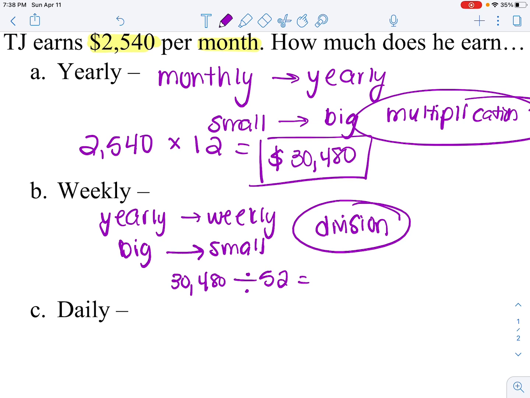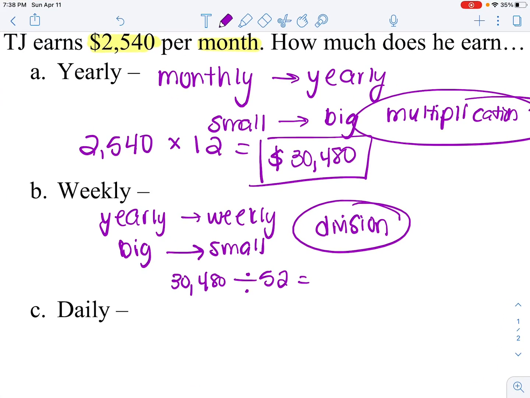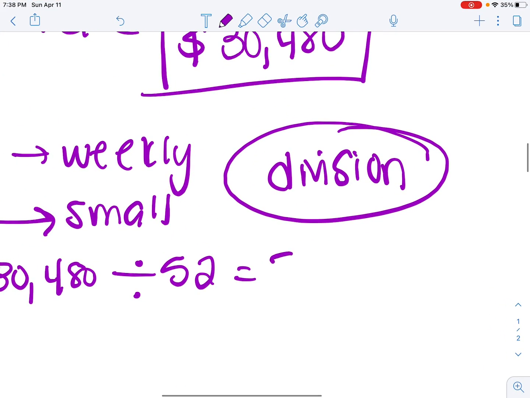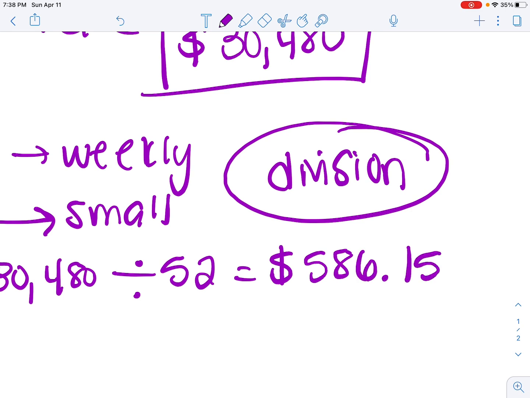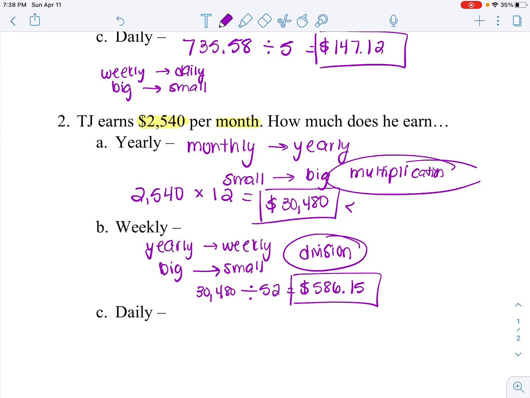So we're going to divide. Oh, I already have it here. Perfect. So divide by 52. And again, a long answer. We're not writing all those down. We're just going to write a few. So our final answer comes to this, $586.15. All right, so here we have our yearly pay right here, our weekly pay right here, and now we're going to use our daily.